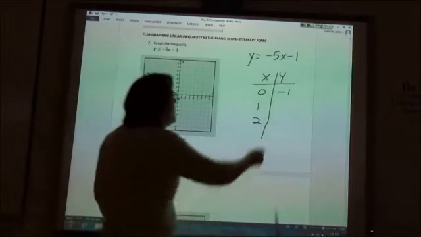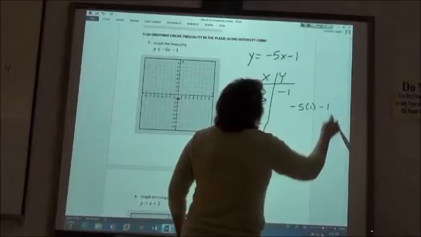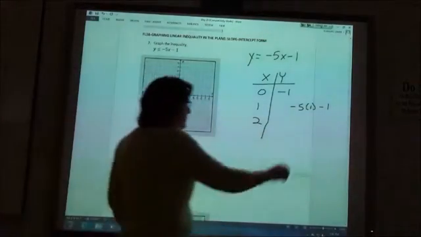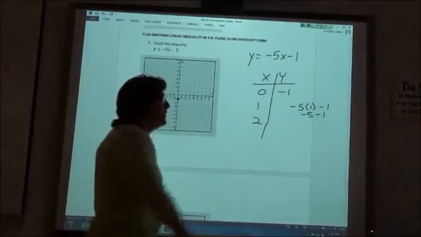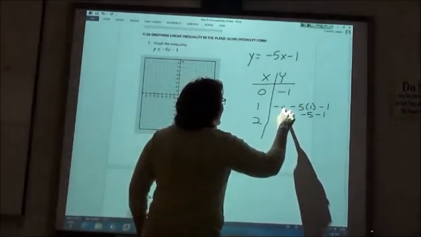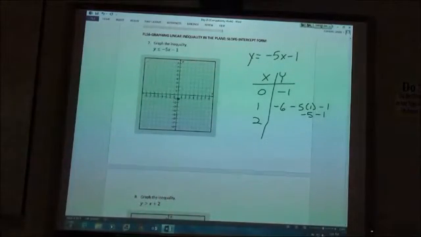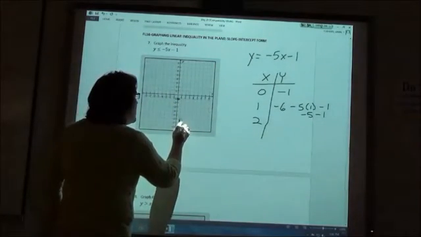If you put 1 in for x, negative 5 times 1 minus 1. Negative 5 times 1 is negative 5. A negative 5 minus a 1. Add and keep the sign. Negative 6. So over 1, down 6 is where my dot's going to go.